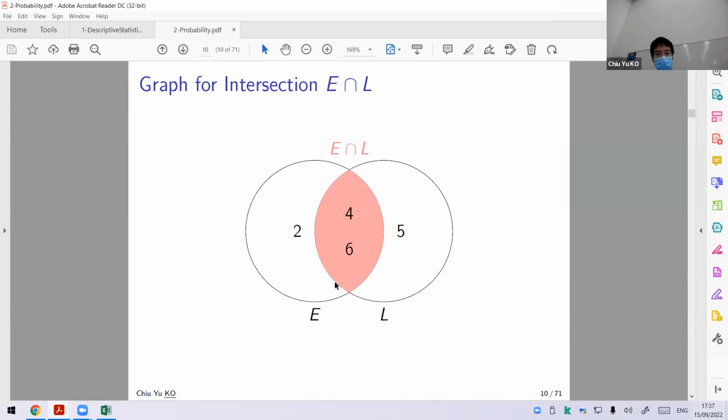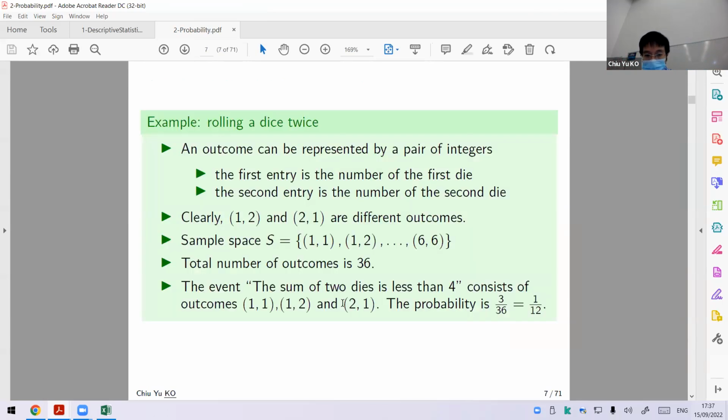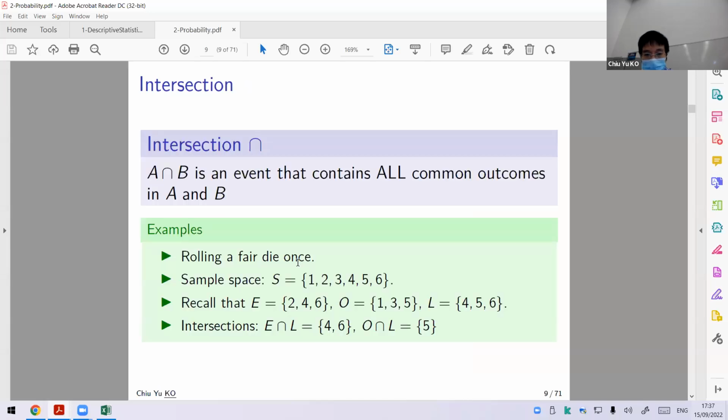If you try to look at it, you can draw a Venn diagram. E will be 2, 4, and 6. L will be 4, 5, and 6. The overlap area is called the intersection, right? That is why it is good to have a Venn diagram drawn. Going back to the original here, you can see 4 and 6 become a purple color because they overlap. So the intersection is the overlapping area in the Venn diagram, when they have something in common.